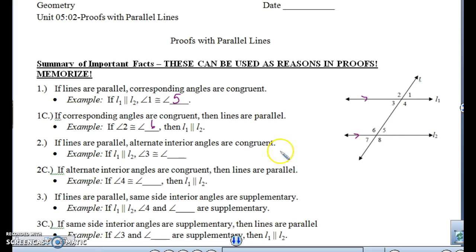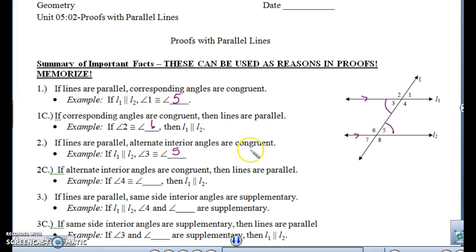The next kind is alternate interior angles. If lines are parallel, alternate interior angles are congruent. Remember, interior means between the parallel lines, and alternate means on opposite sides of the transversal. So if I have angle 3, and these lines are parallel, what would be its alternate interior angle? It would be angle 5, because it's on opposite sides of the transversal. Now you could also do 4 and 6, that would be fine. So, if lines are parallel, alternate interior angles are congruent.